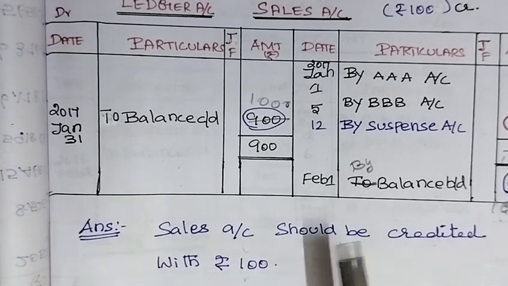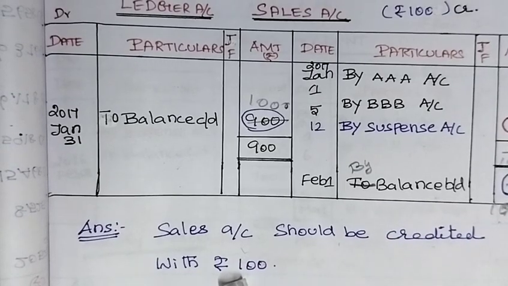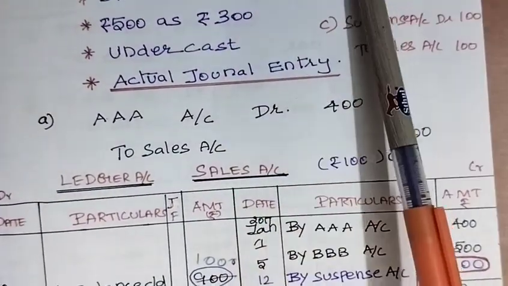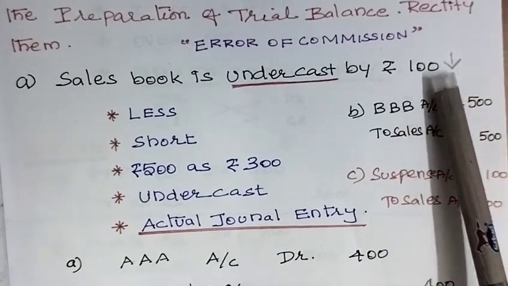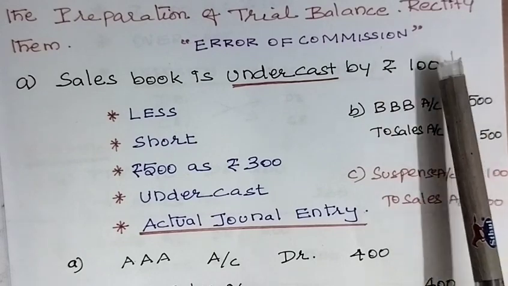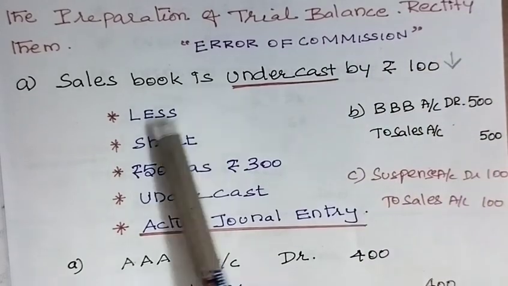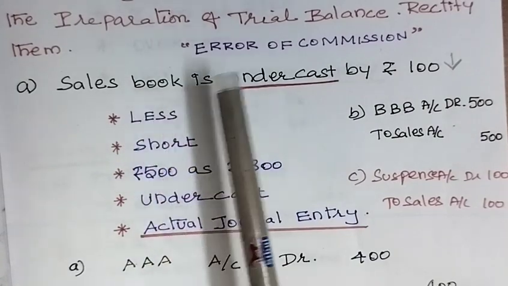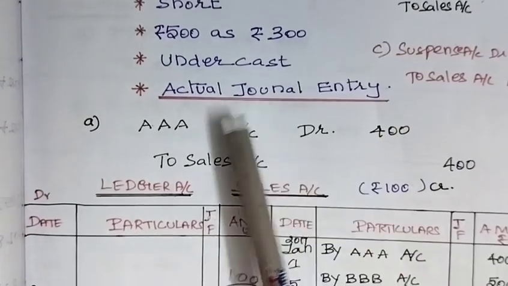But how do you say sales account should be credited with 100 rupees? Listen carefully. Undercast means 100 rupees decreased, a 100 rupees shortage in the sales book. How can we rectify this error? I will explain with two examples.